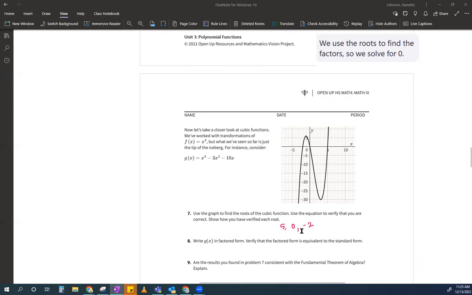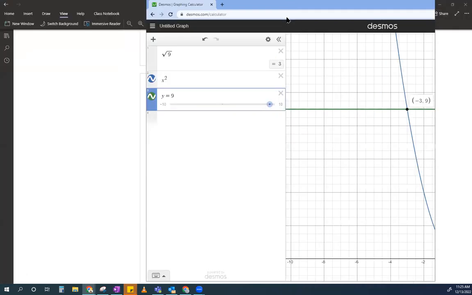Now, what does that mean? If I plug in a 5, when I plug in a 5, what should I get out? Yeah. If I don't get a 0, I did it wrong, or it's not a root, right? So let me bring my handy dandy best friend. Where's my best friend? Oh no, I lost my best friend. There it is. I found it. Sorry. Here's my best friend.